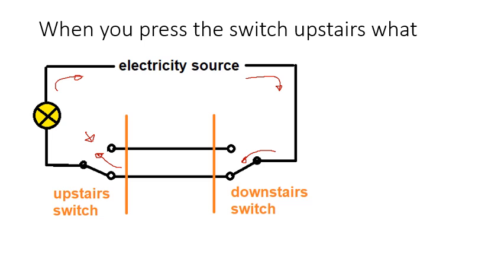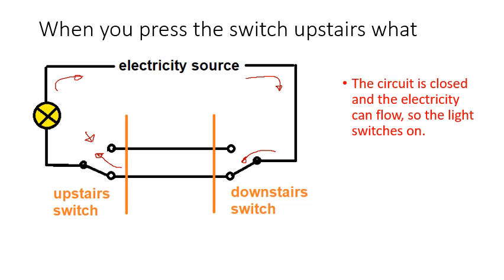So we have got a closed circuit. The electricity can now flow around that circuit and the bulb lights up. So the circuit is closed and the electricity can flow, so the light is switched on.